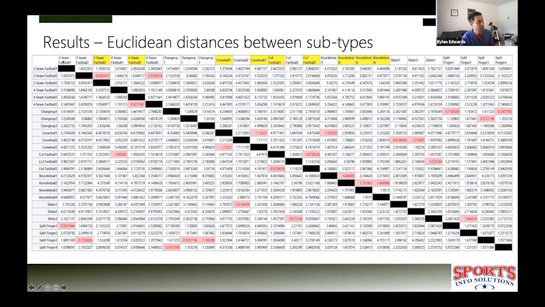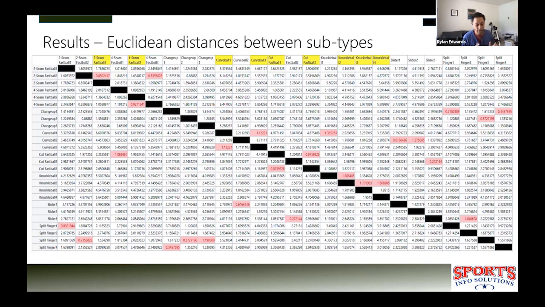So if we start with 2-seam fastball 1 and we go all the way down until we see the red, we see that its closest neighbor, its most similar subtype, is actually a split finger 1. If we go to curveball 2 over here, we go all the way down, we see that its closest neighbor is a slider. And if we go to cut fastball 2, all the way down, we see this number, 0.272. This is the smallest value on the entire sheet. This is saying that a cut fastball 2 is basically the exact same pitch as a slider 3.